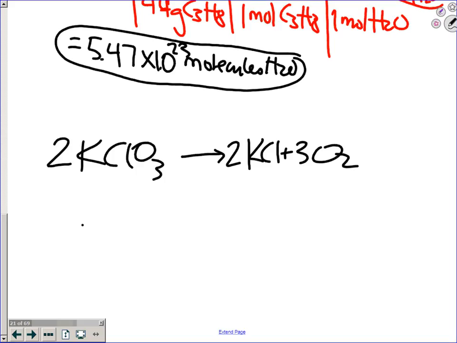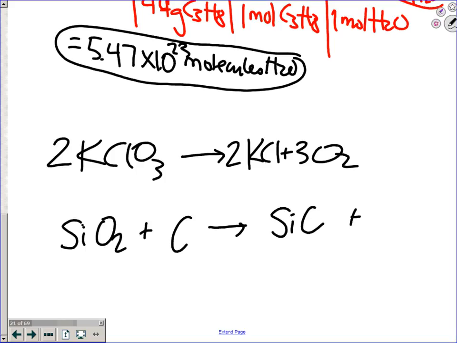Like the equation? Yes, so silicon monoxide, right? I mean dioxide plus carbon. I'm going to just write the reaction. You guys can balance. So plus carbon yields silicon carbide, so silicon monocarbide, so 1 carbon, okay? Plus carbon monoxide, which is CO. You guys can balance from there.